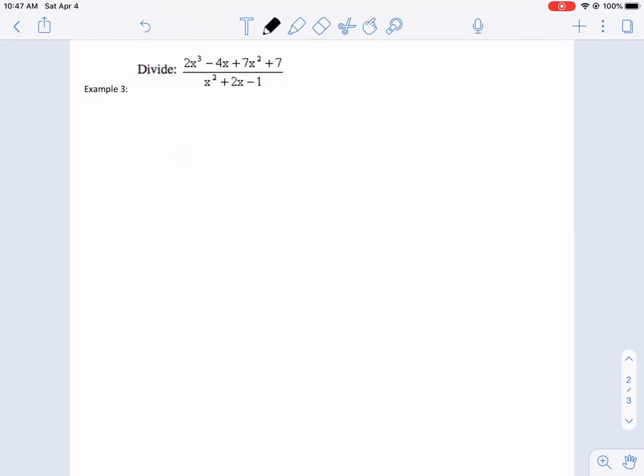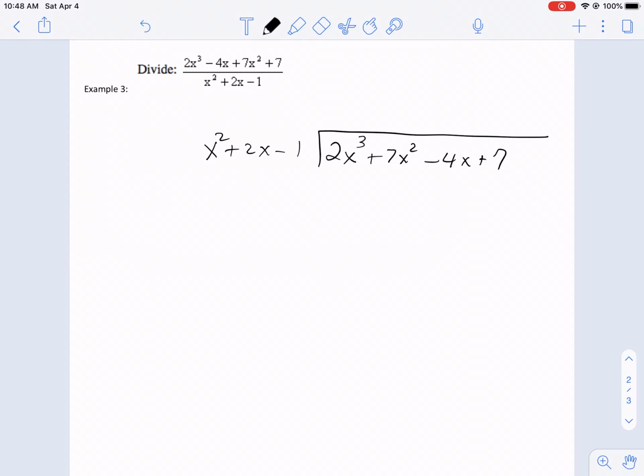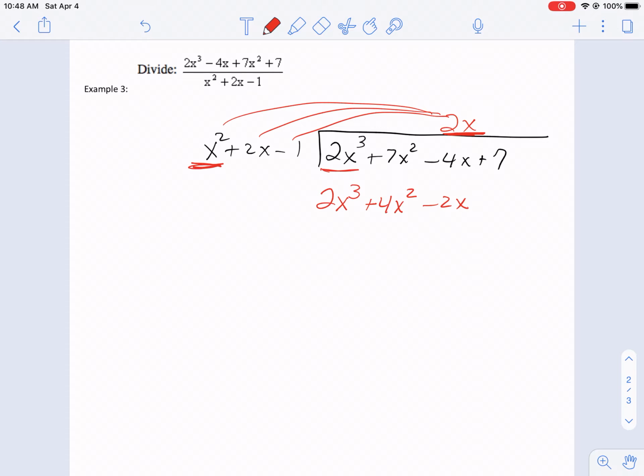Third example, the terms are not in order in the numerator, so we're definitely going to write them in order. I do have all of them, they're just not in the right order. So we'll stick them in the right order. I do have all the terms for my divisor. So off we go. 3 terms means my first piece will go there. What do I multiply by an x squared to get a 2x cubed? Multiply by 2x. So we'll distribute 2x cubed plus 4x squared minus 2x.